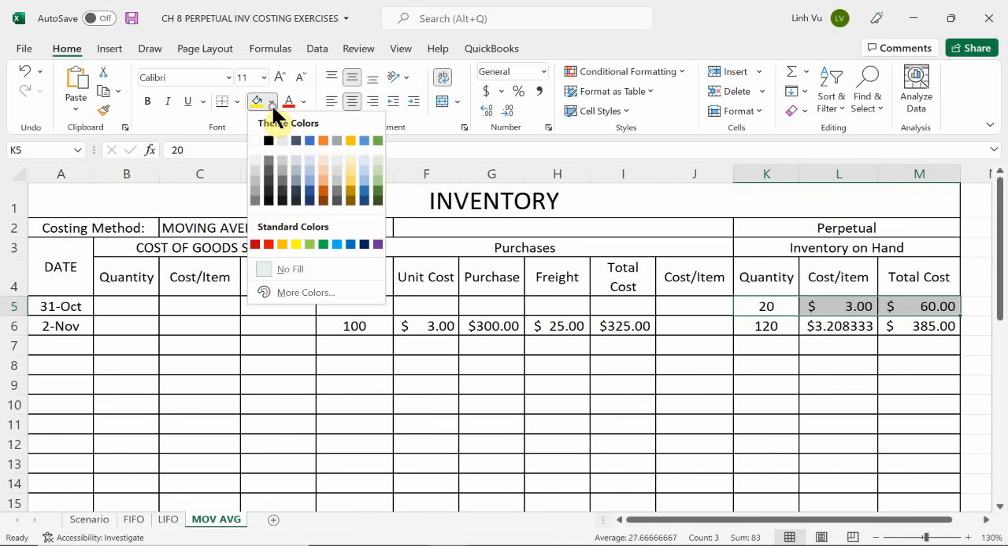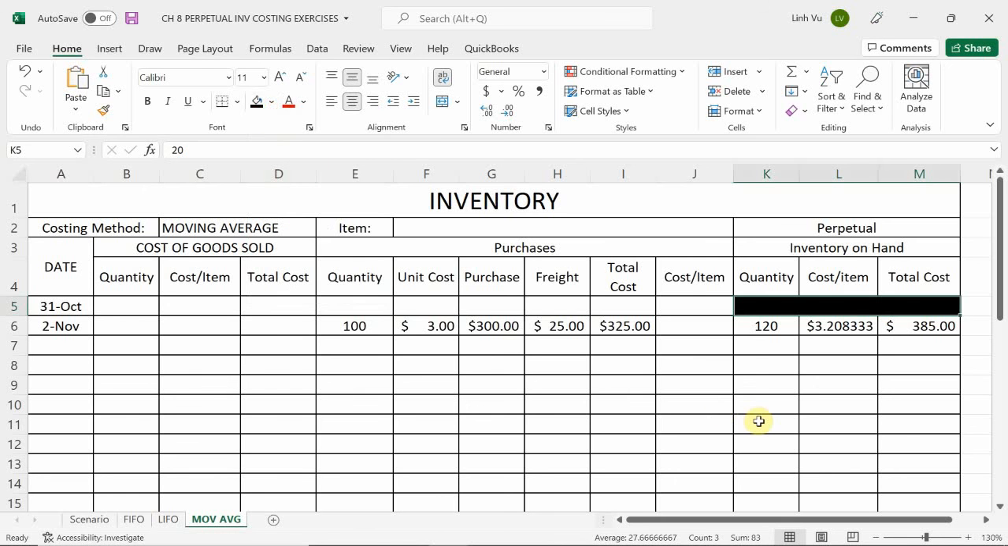In this case, I'm going to block this off because we don't care about that anymore. We don't have 20 units anymore. We have now 120 units. So right here is your goods available. Every time we sell something, every time we purchase something, you're always going to constantly know what your total goods available is because you're constantly calculating it. So I have a total of 120 units available at a total cost of $385.